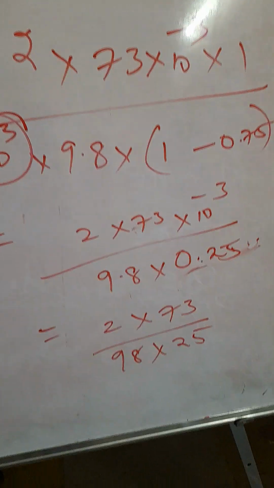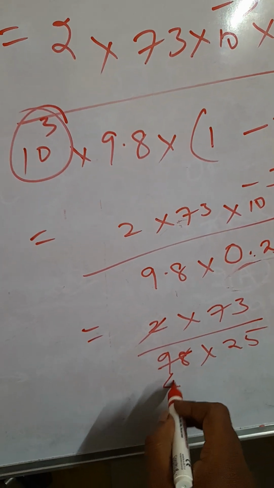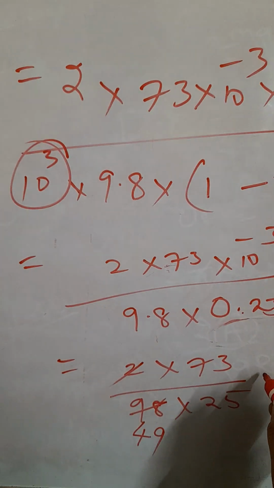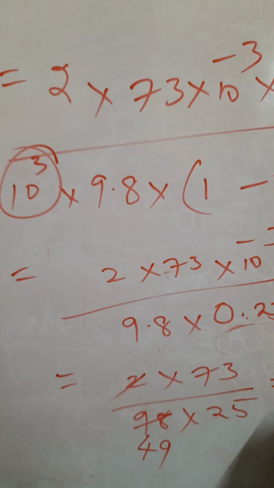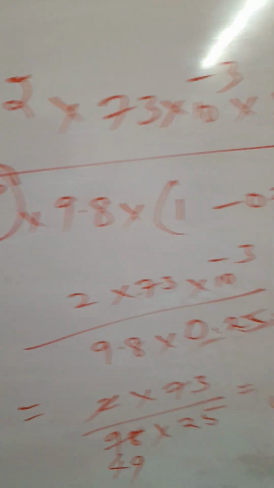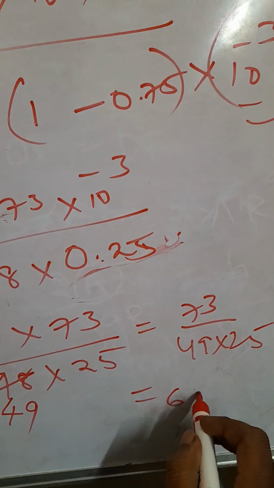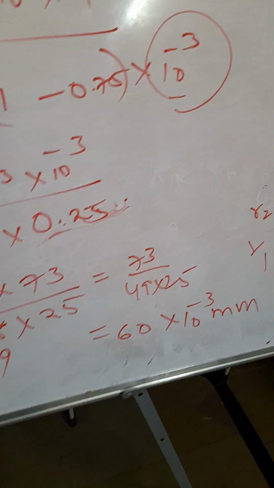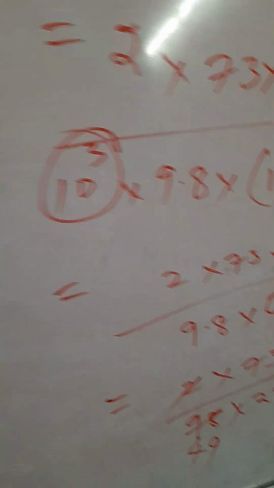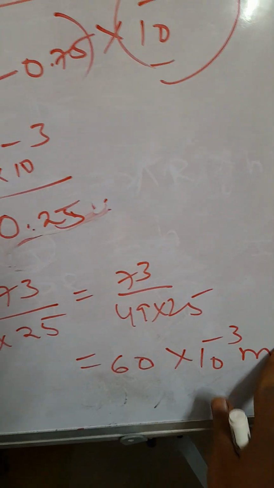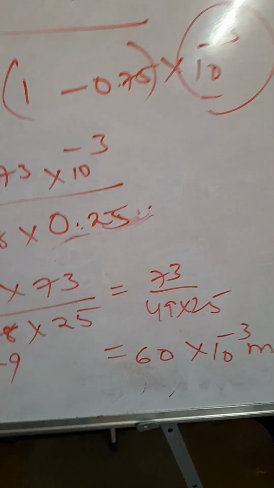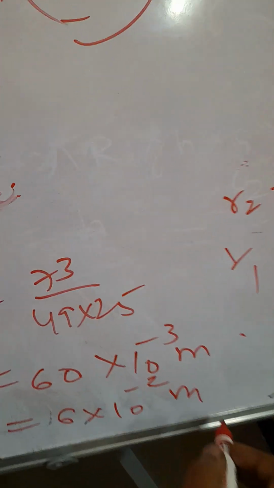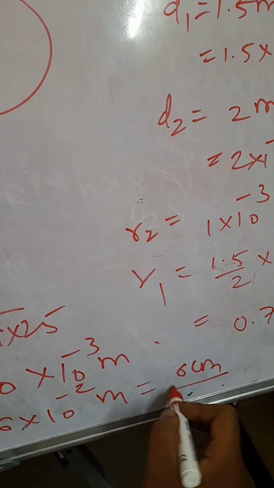Okay, so we can do the cancellation. 2 ones are 2, 4 twos are 8, 2 nines are 18. So 73 divided by 49 into 25. If we simplify it further, we'll get it as 60 into 10 power minus 3. Actually, we have taken it as meters. So 6 into 10 power minus 2 meters, which can be further written as 6 centimeters. So this is the solution.